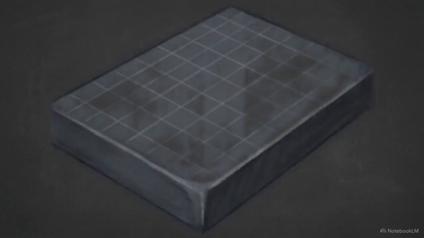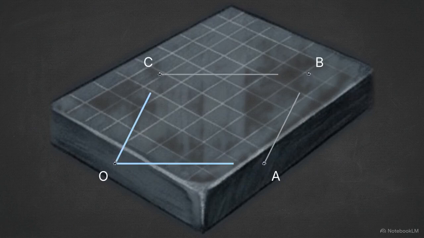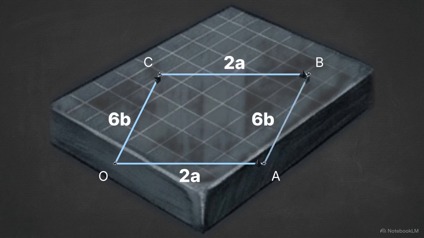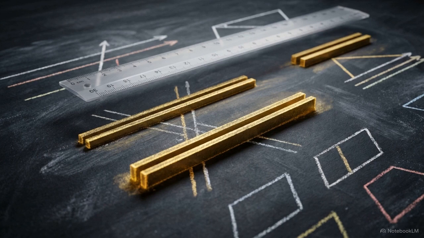Let's apply this logic to a parallelogram where only 2 sides are labeled, 2A on the base and 6B on the left side. By definition, opposite sides of a parallelogram are perfectly parallel, meaning they share the exact same vector. The top edge is parallel to the base, so we label it 2A. The right edge is parallel to the left, so it's 6B. Identifying parallel properties provides more labeled segments to use when calculating a detour.